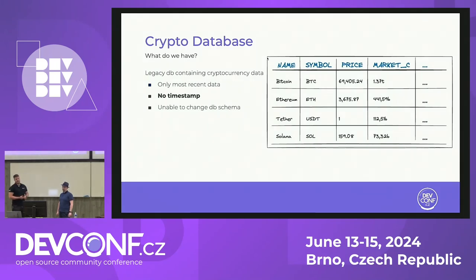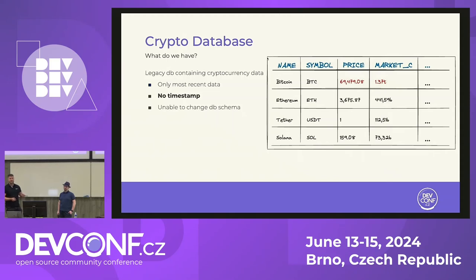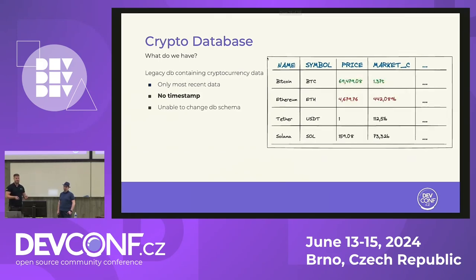Just for better visualization of the problem, here we have a snippet of how our data looks. You can see we have name, symbol, price, and more information there. There is no timestamp. And the problem is that if something like this happens, then you have an update. So for the database, it is the same row. Nothing changes other than the price, for example, or market cap or something like that. So you will essentially lose the information that something changed. It can happen on each of the rows.